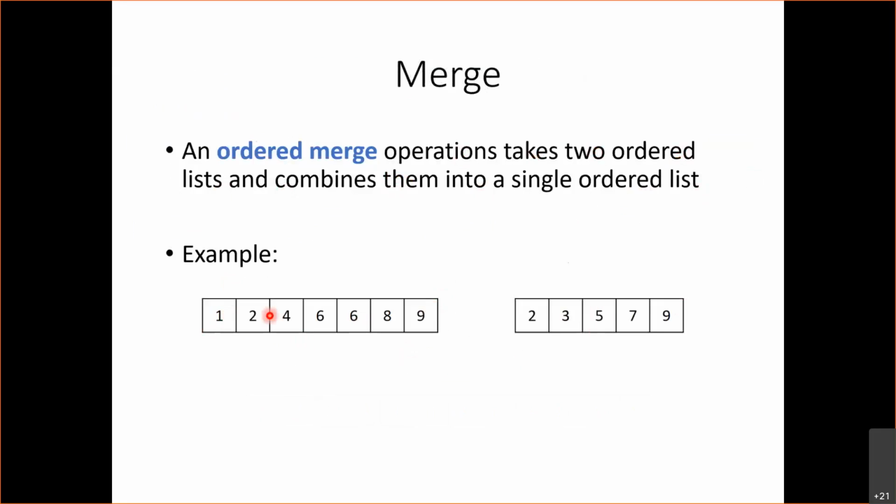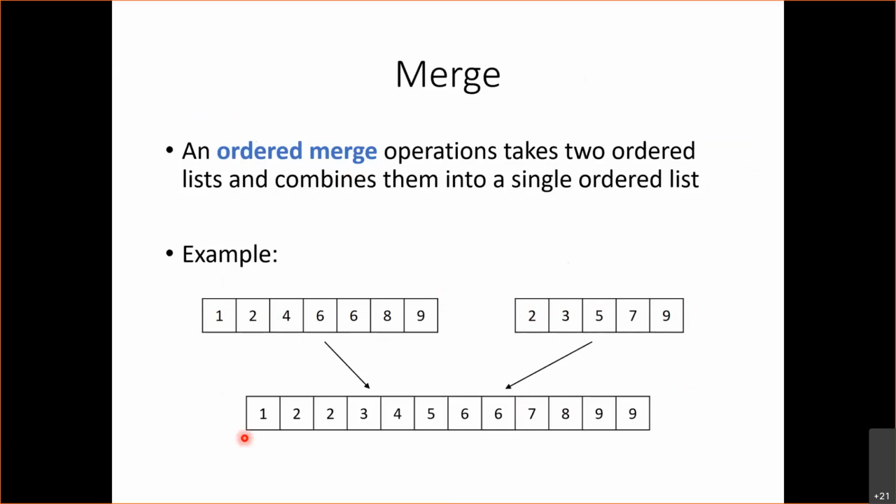Here I have 1, 2, 4, 6, 6, 8, 9. Here I have 2, 3, 5, 7, 9. What a merge does is it takes these two lists and combines them into a single ordered list. And the way we do that is we bring in the 1, and then we bring in a 2, then next there's 3, so we bring in the 3, then we have the 4, and then the 5 comes in from here, the 6s come in from here, the 7 from here, 8 from here, 9 from here, and 9 from here. Okay, so this is what a merge operation does.